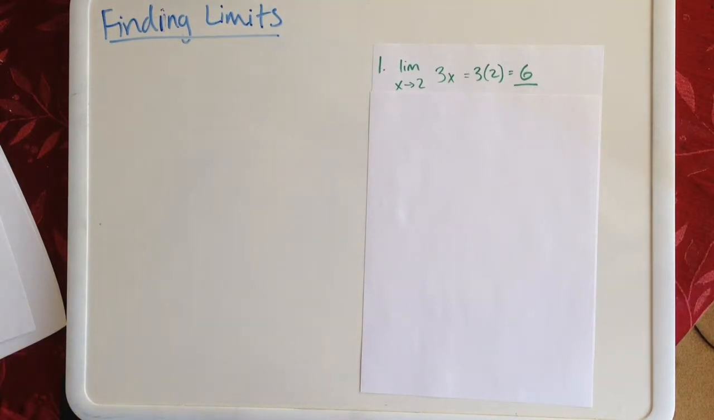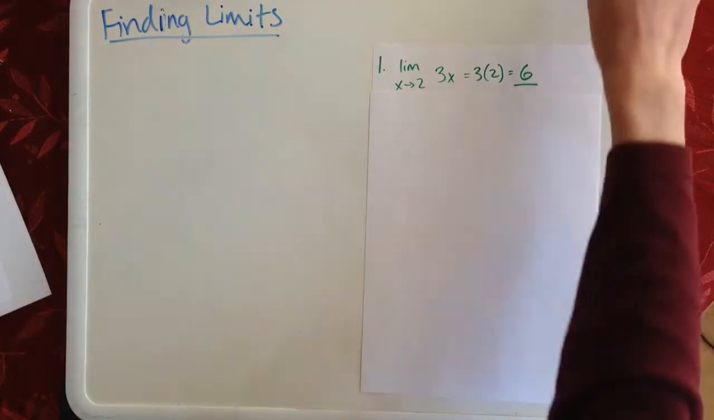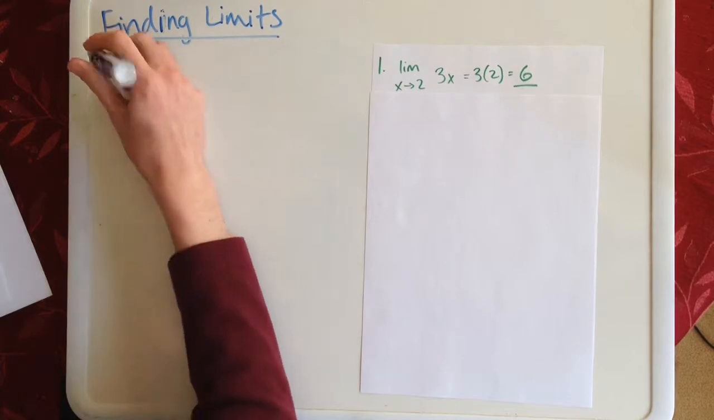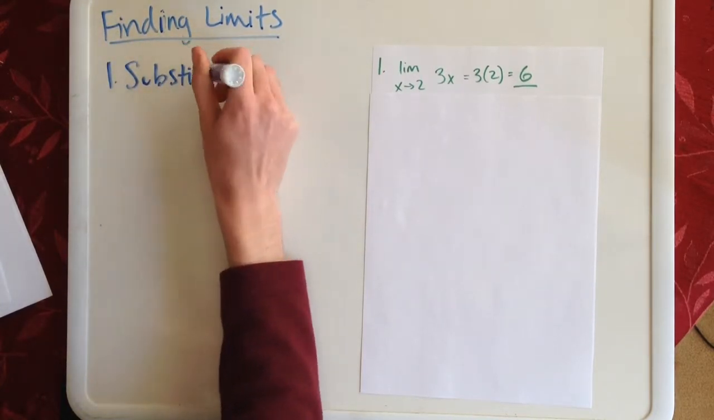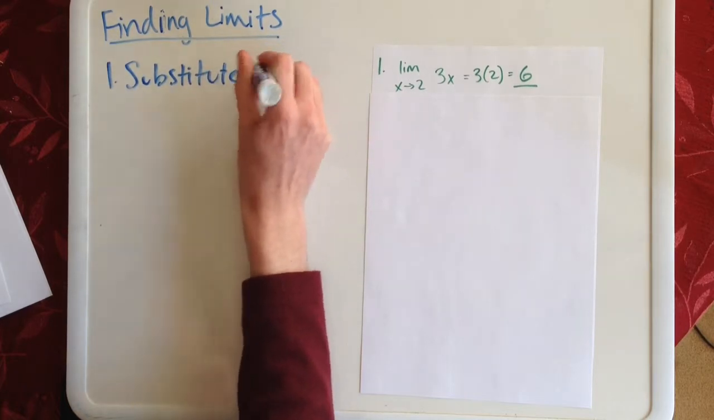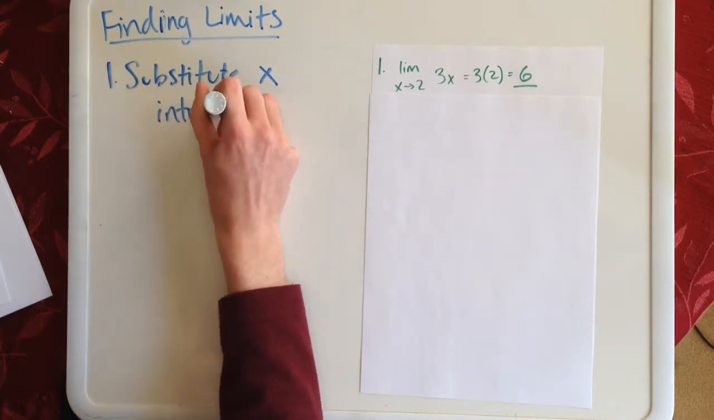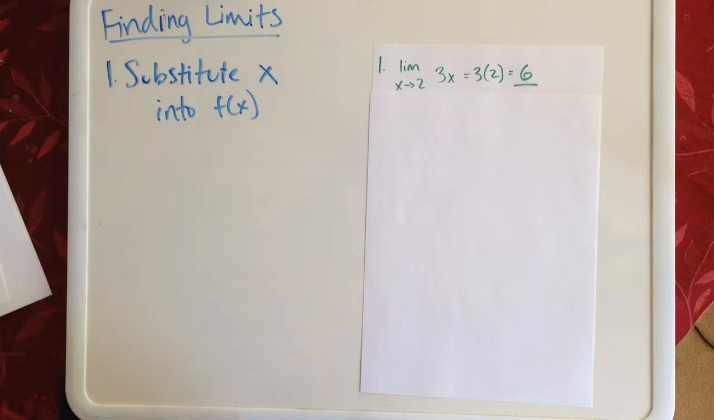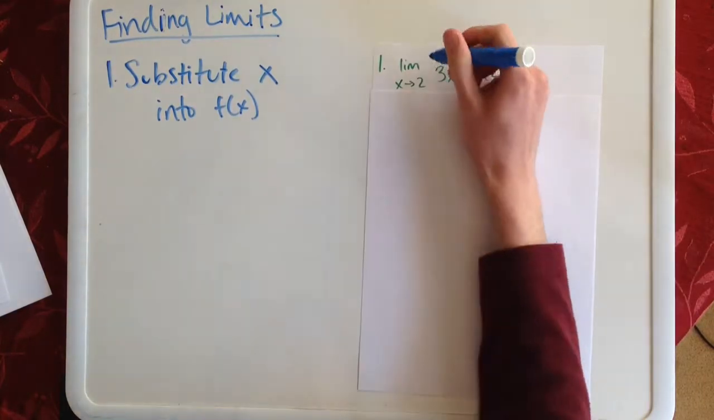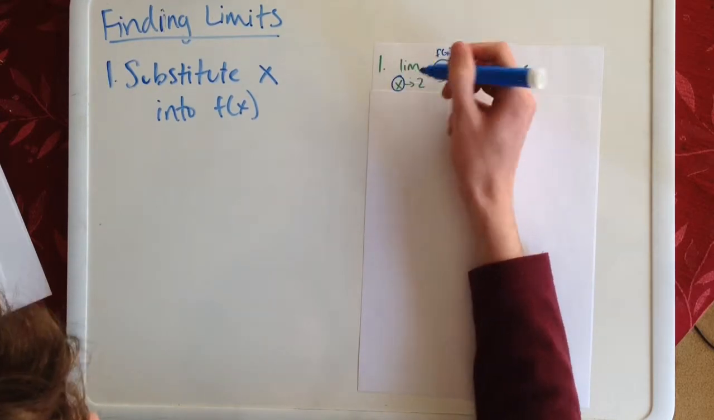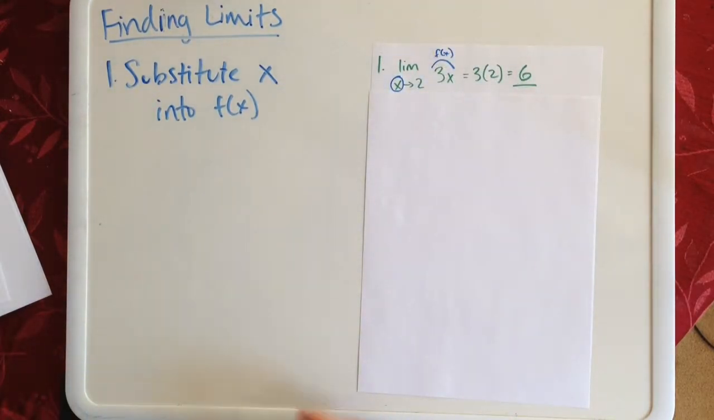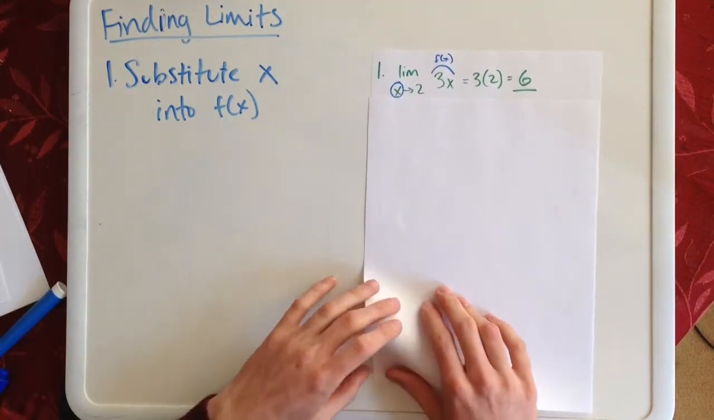So the primary way you're going to find a limit will be by substituting x into f of x. And remember that this is the function. That is f of x, and this is x right here. Right? So let's do a couple more like that.